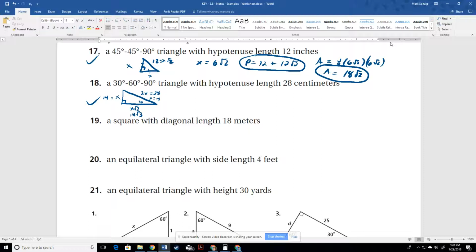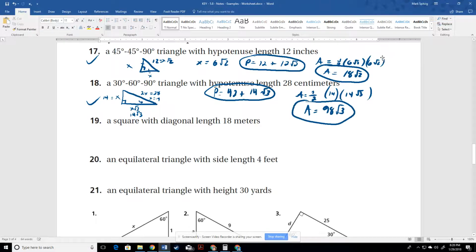Okay, so now we have all the sides, so our perimeter is just 14 plus 28 is 42, plus 14 radical 3, right? We can't combine that anymore. Area is 1/2 base times height, so area equals 1/2 times 14 times 14 radical 3. 7 times 14 is 98, so 98 radical 3.